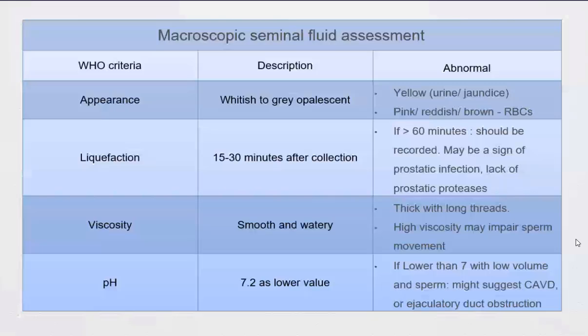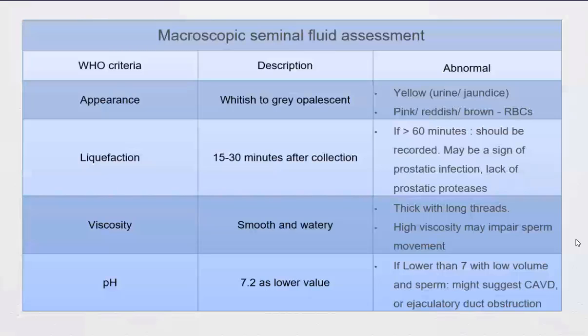So these are the macroscopic elements while assessing the seminal fluid. First, we look at the appearance of the seminal fluid, which should be whitish to grey. If you have a yellow discoloration, this might suggest urine or even jaundice. If the seminal fluid appears pink, reddish or brown, this might suggest presence of RBCs. The seminal fluid should be able to liquefy within 15 to 30 minutes after collection. If it takes more than 1 hour, this should be recorded. It could be a sign of prostatic infection and lack of prostatic proteases.